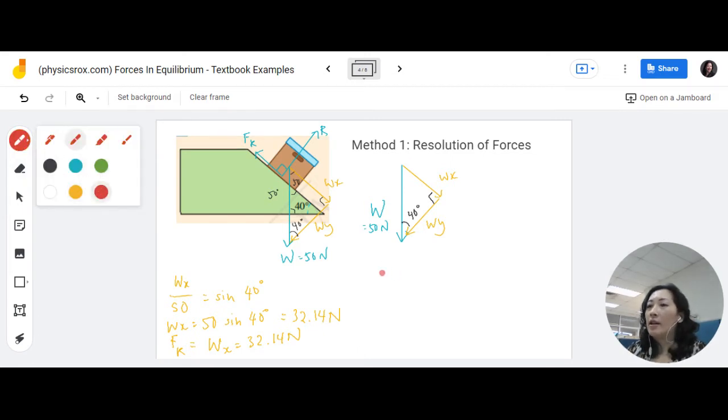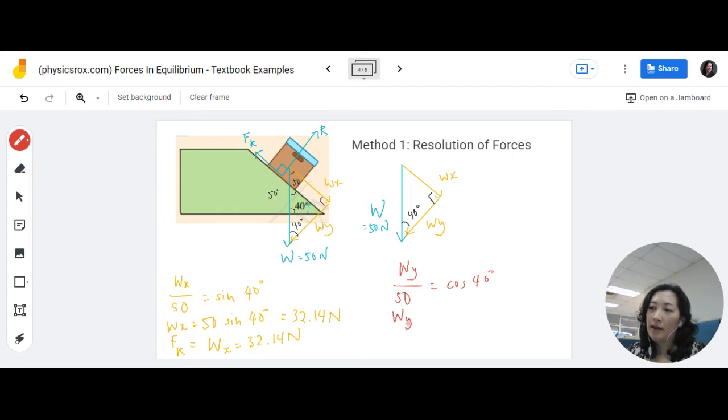Let's use red. So Wy, on the other hand, is adjacent. So again, adjacent over hypotenuse, which is 50, that's cos. So that's cos 40. So to find Wy, it is 50 cos 40, which gives us 38.30 Newton. As you can see, Wy is directly opposite to R, which means that R is equal to Wy, and that value is 38.30 Newton. So that's how you solve this question using the resolution of forces.